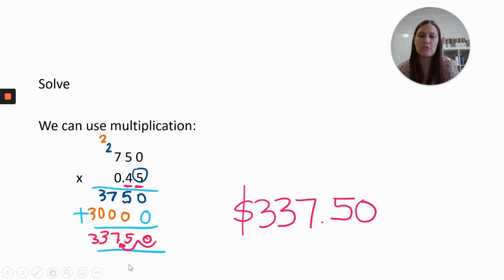The answer when I did that all together is 33750, but I'm going to work out where to put the decimal place, which is 2 decimal places in, because there's 2 decimals in the question. So 750, I haven't put any decimals in there, and 0.45 has 2 decimal places. So I'm using those 2 decimal places in my answer and that gives me the answer $337.50, which is just slightly less than $375, which was my original estimate. So I think that probably is correct.